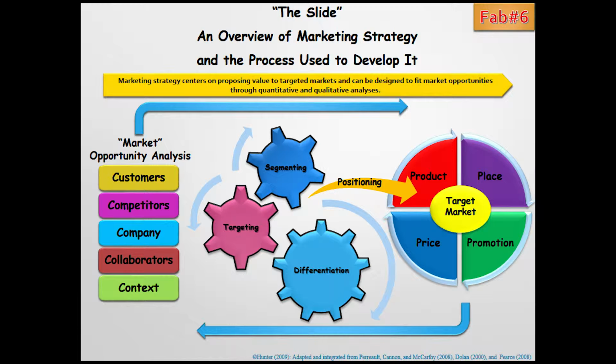So on the left-hand side, you're looking at who's the market, and then in the middle, you're saying, okay, what segment of the market? Who do you want to target? How can you differentiate what you're doing from other things? And then on the right side is the marketing strategy, the marketing mix of product, place, price, and promotion. Okay, very good.